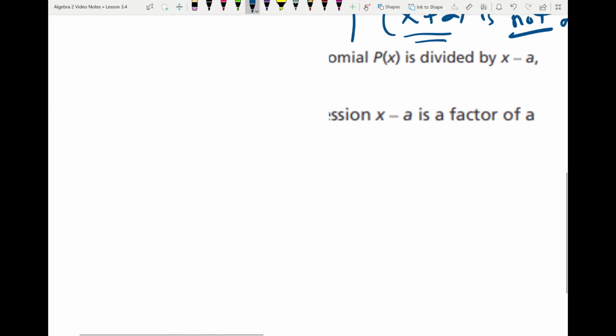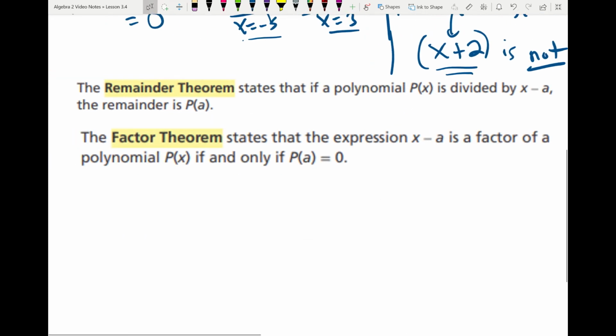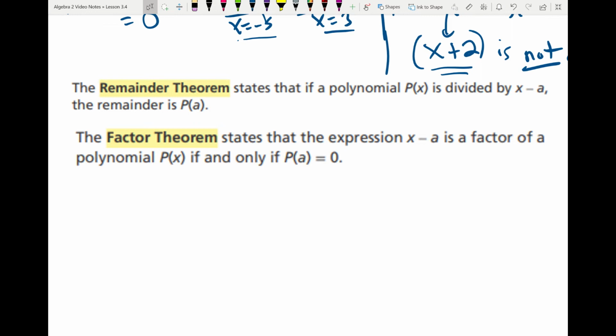All right, so let's talk about those two theorems. So the remainder theorem, the first one, states that if a polynomial is divided by x minus a, then the remainder is p of a. So for example, if p of x is divided by x plus 2, then the remainder is equal to p of negative 2.